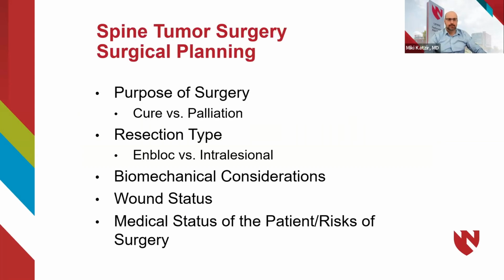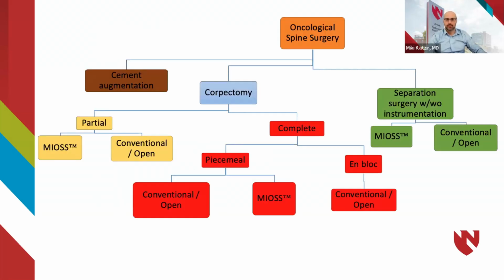This is a surgical treatment. We need to decide what we need to consider when we talk about surgery. What is the purpose? Are we curing the patient? Is it palliation? Will the resection be en bloc or intralesional? Does the patient need stabilization or not? How will the wound heal with steroids, radiation, nutritional status? We talked about it before. And of course, the general medical status of the patient.